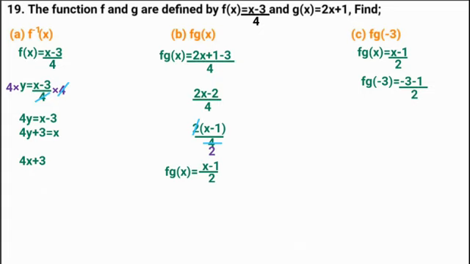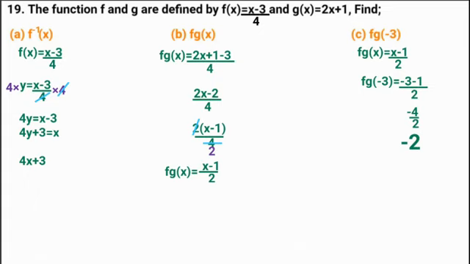Okay, then what I'm going to do is evaluate. -3 minus 1 will give us -4, which will be over 2. Then -4 divided by 2 will give us -2. So -2 is the answer there.